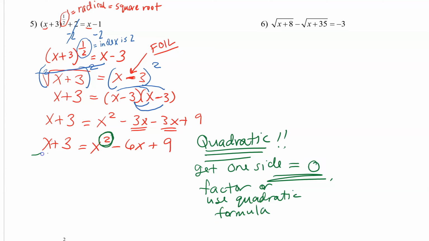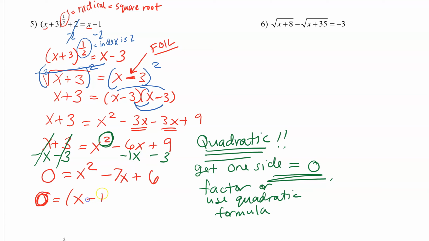So I'm going to subtract x from the left. I'm going to subtract 3 from the left, and I will combine those with their like terms on the right side, and both of those will cancel to be 0. So now on my left side, I have 0. On my right side, I have x squared minus 7x, because those add together, plus 6, because 9 minus 3 is 6.